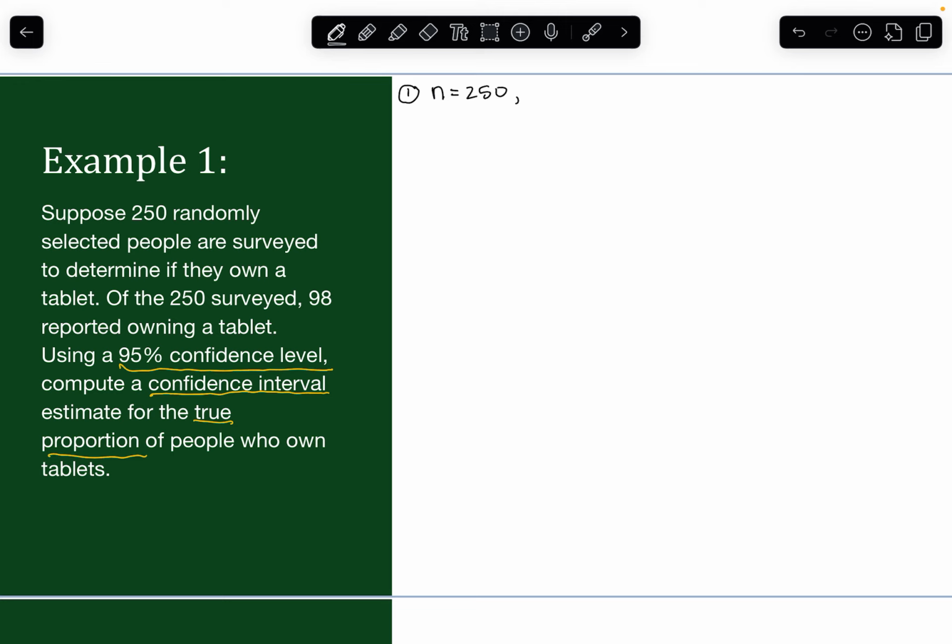Says of those 250, 98 owned a tablet. So x equals 98 people, and I'm going to write down what it is, who owned a tablet. And I'm asked to estimate the true proportion. So P equals proportion of tablet owners. I was also given my confidence level. I was told that that was 95% or 0.95.